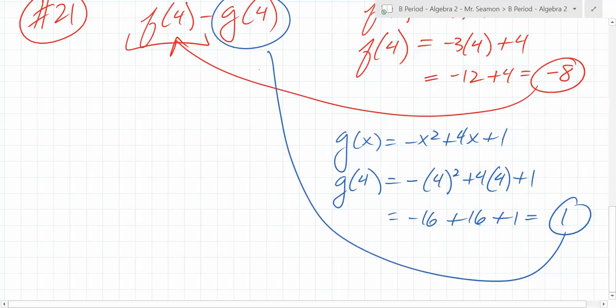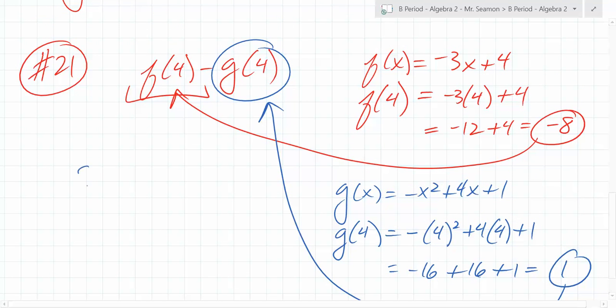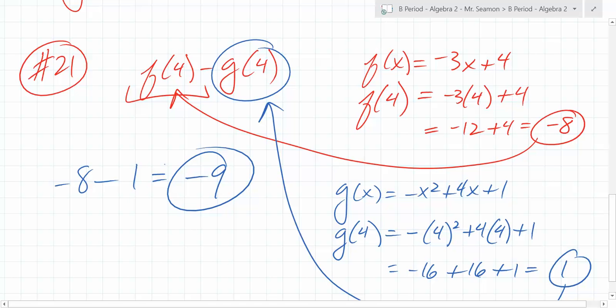1. And where does that go? Right there. So what do you end up with? Negative 8 minus 1. What's that equal to? Negative 9. And you are done.